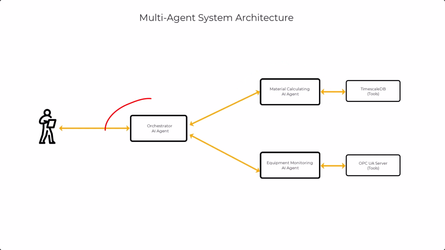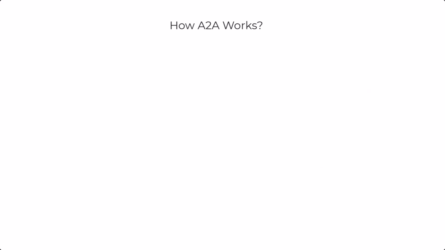And third, an orchestrator agent that coordinates the other 2. When you ask about production feasibility, the orchestrator knows which specialist to consult, how to combine their insights, and how to make the final decision. Now, these agents don't need to know each other's internal implementation. They communicate through the agent-to-agent or A2A protocol using standardized messages. Let me briefly explain how Google A2A works so that you have the relevant context to follow along with this demo.